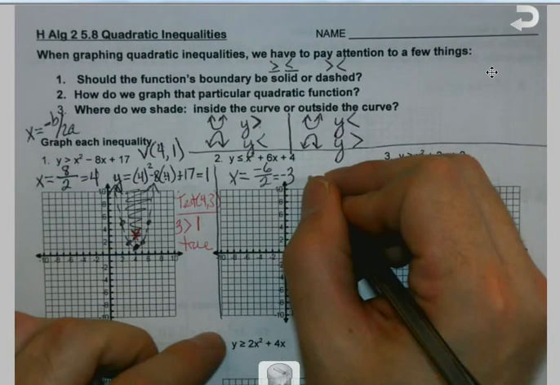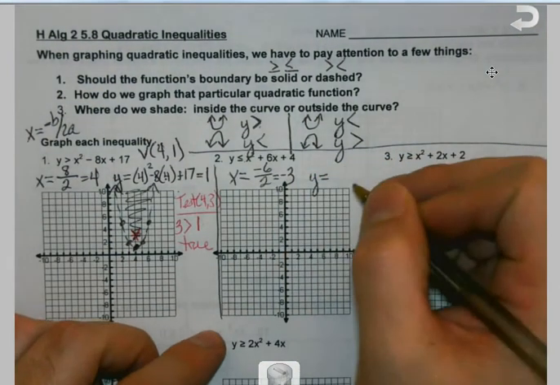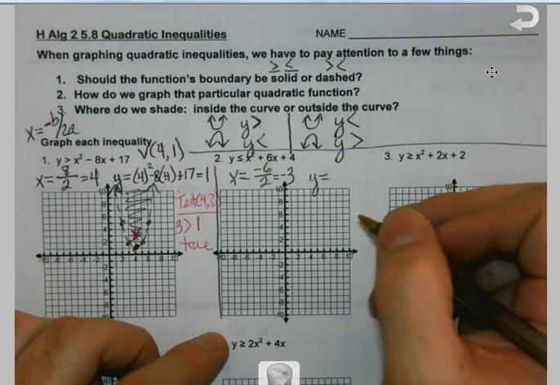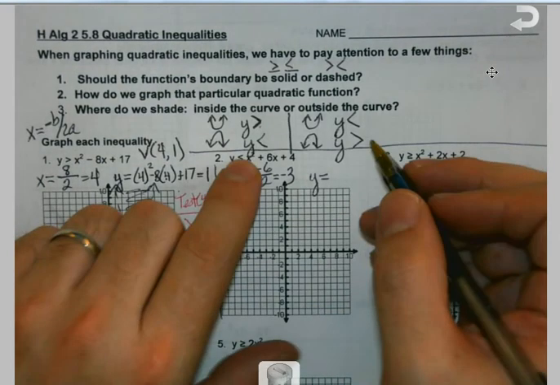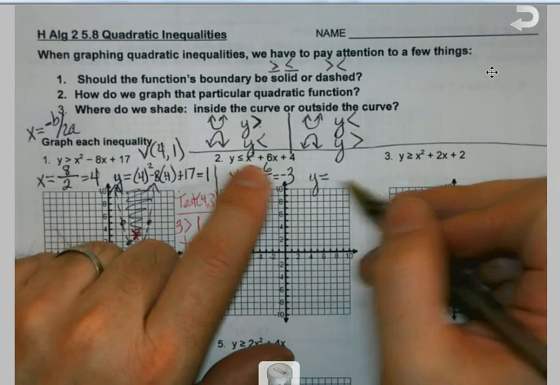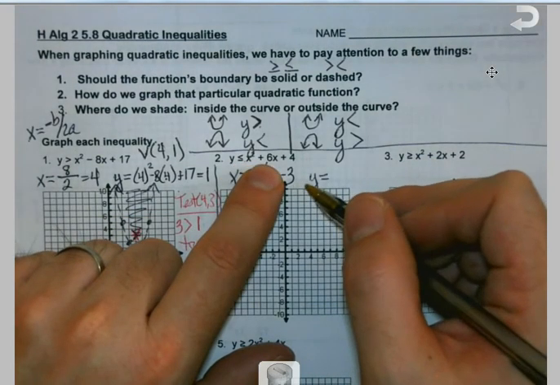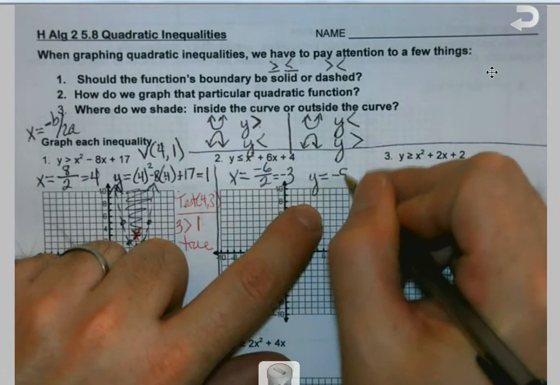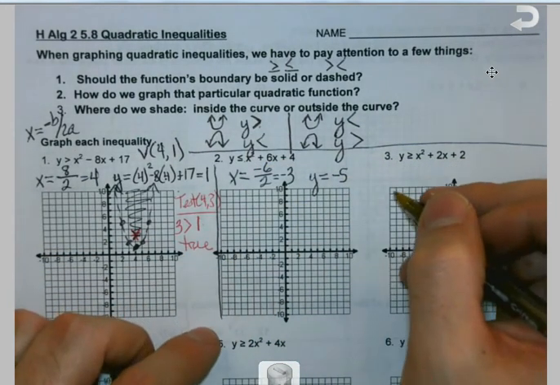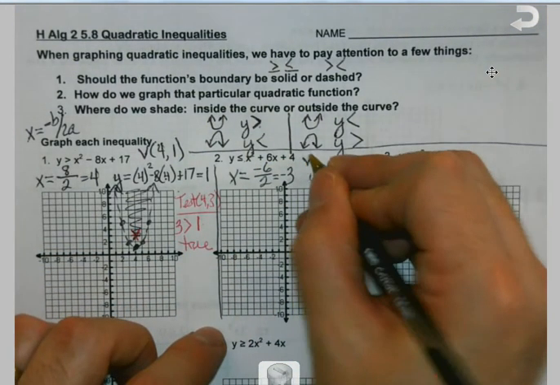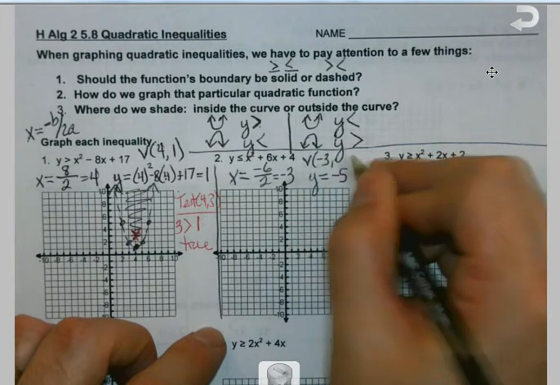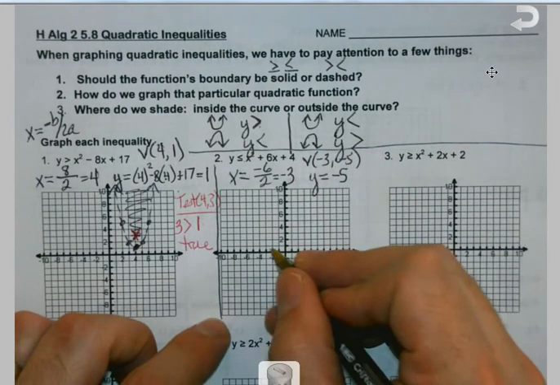Again, plug that negative 3 in to get your y. Make sure you use parentheses if you're using the calculator. So I'd have 9 minus 18 would be negative 9, plus 4 would be negative 5. So here my vertex is negative 3, negative 5.